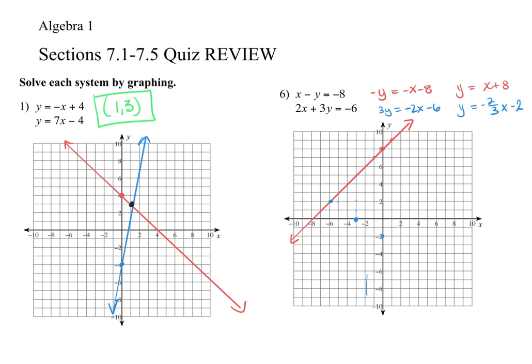And so then I can see exactly where those are going to cross. They're going to cross at that point right there. And again, once you've graphed it, you need to actually list your answer. The answer is right here at -6, 2. So my answer to this one is -6, 2. All right.